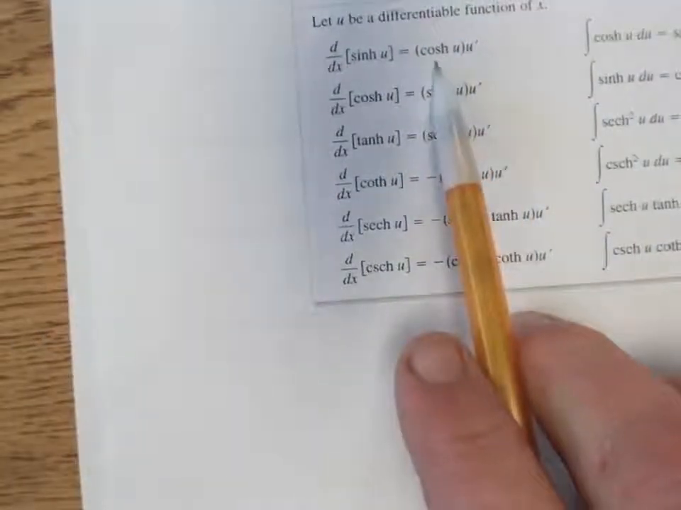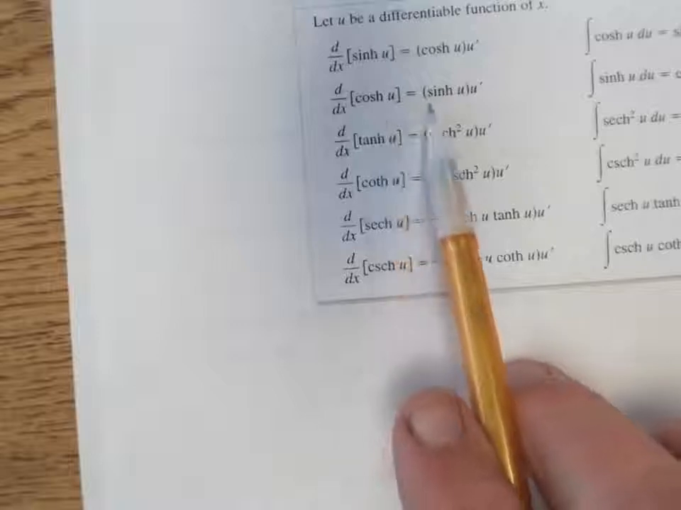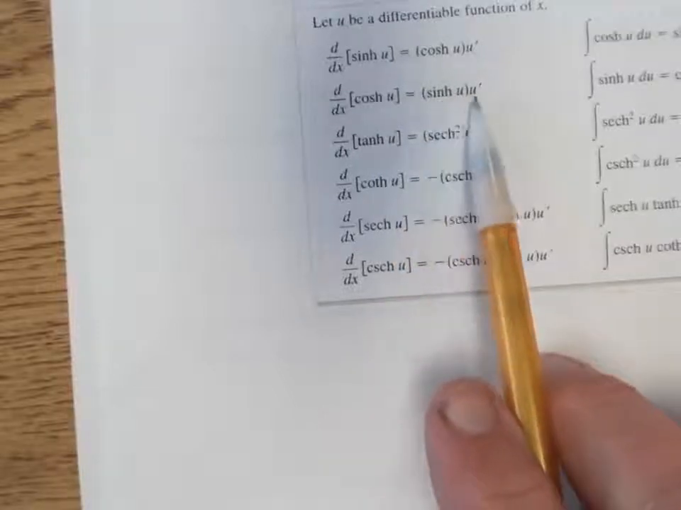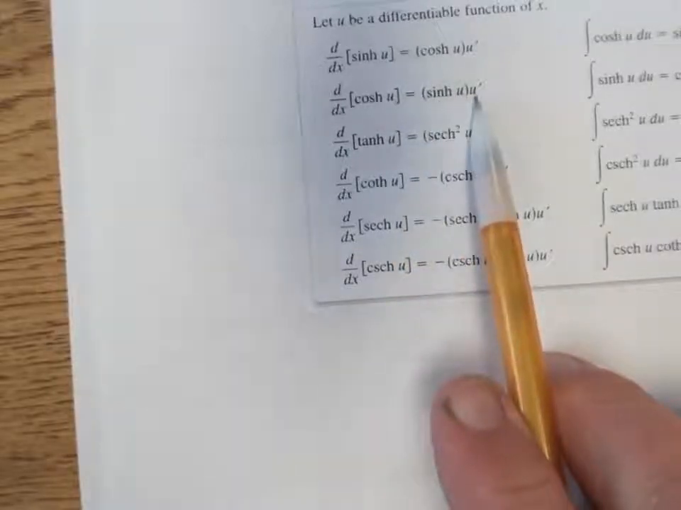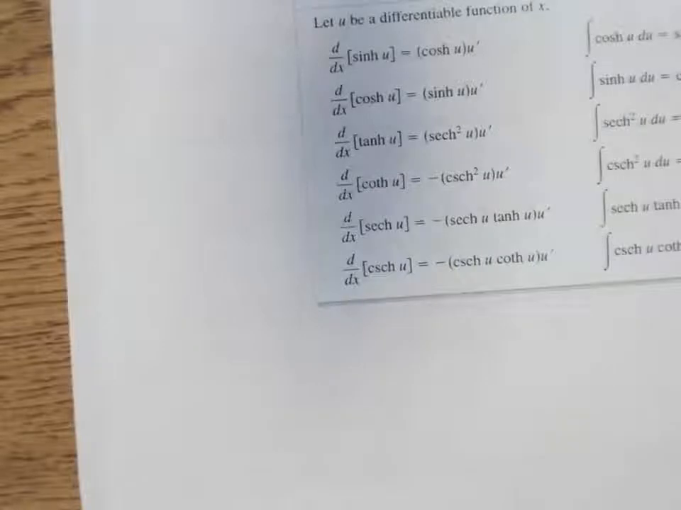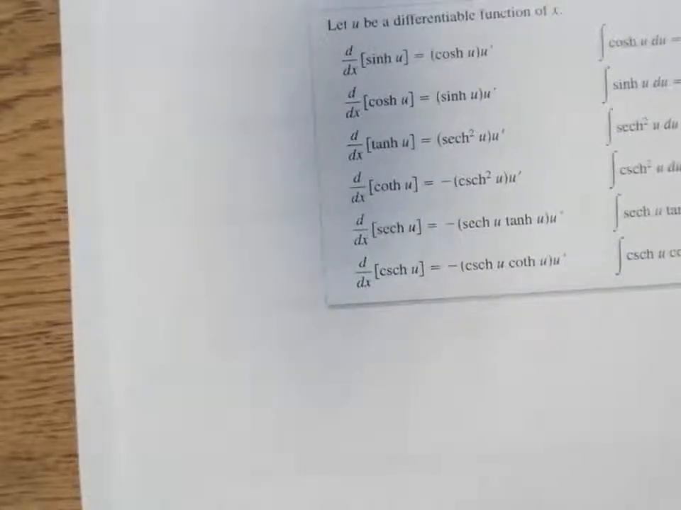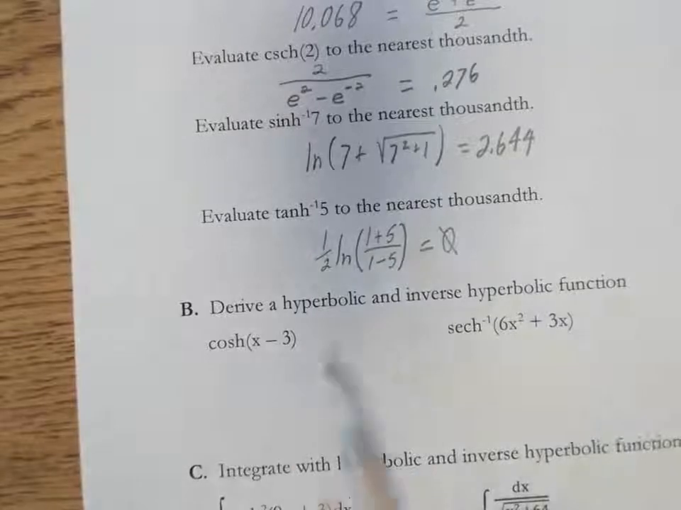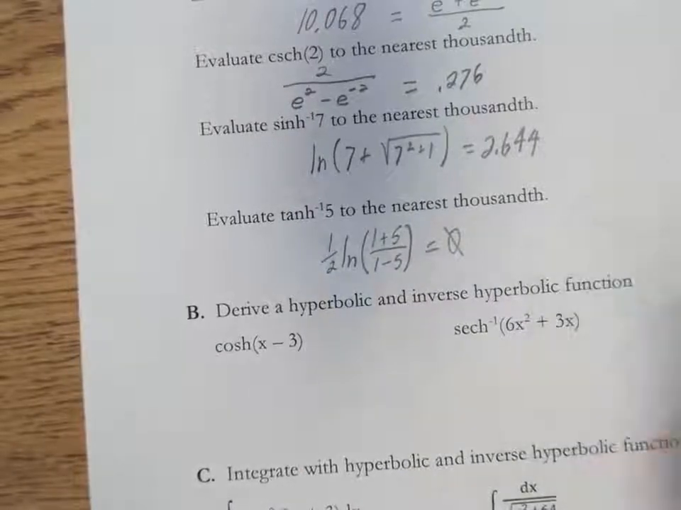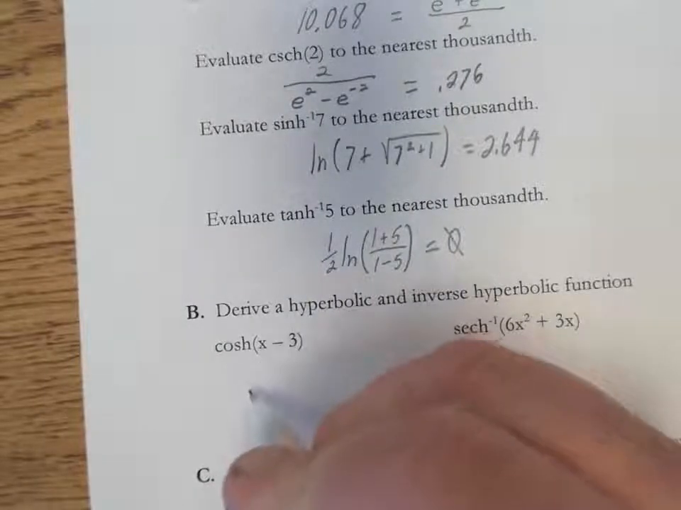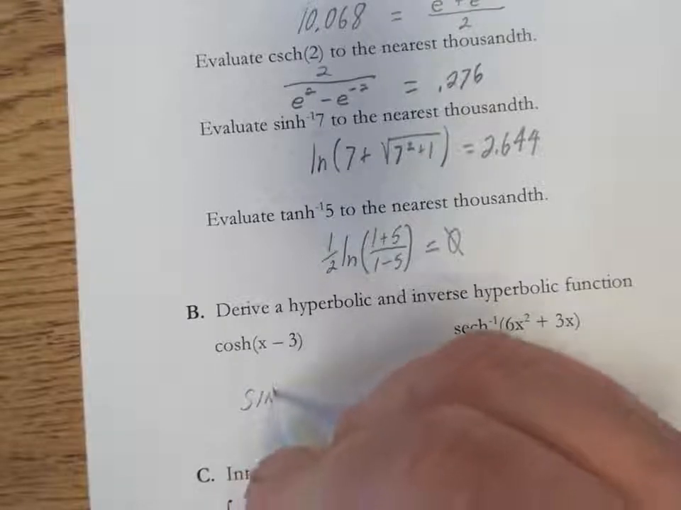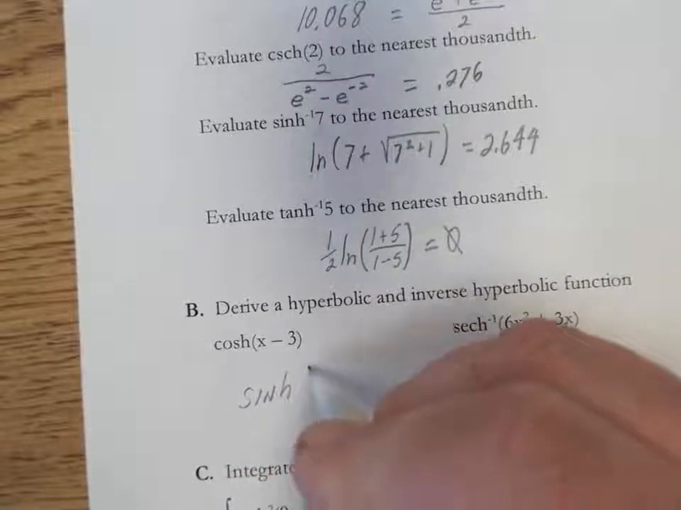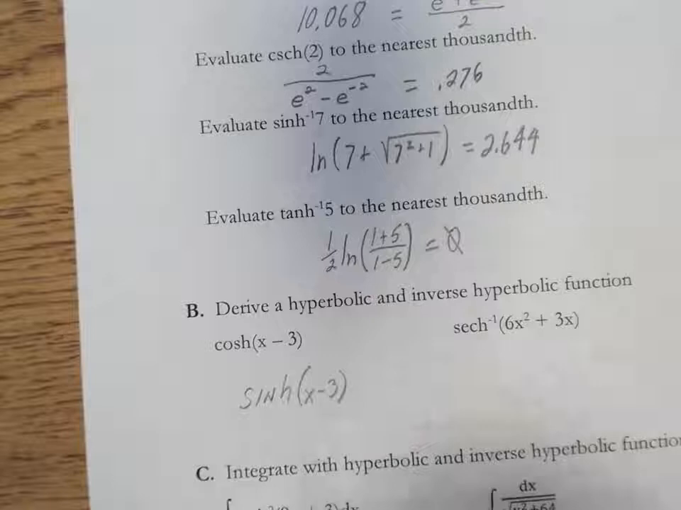It says that if I want to derive this, I'm going to take the derivative of what's inside, or u prime, and multiply it by the hyperbolic sine of that u function. So the derivative of x minus 3 is 1, and then I change this over to the hyperbolic sine of x minus 3, and I'm done. I can put the 1 out here to show you what I did with that.